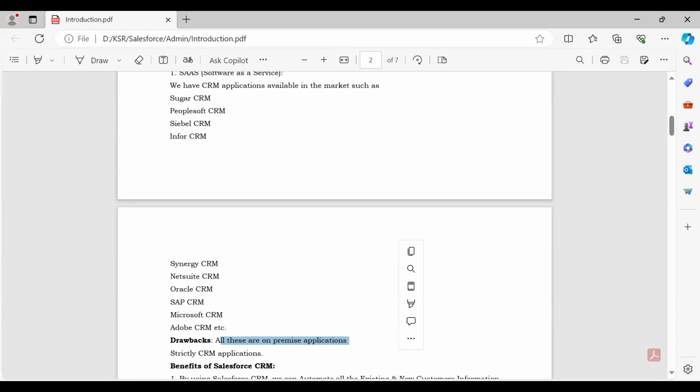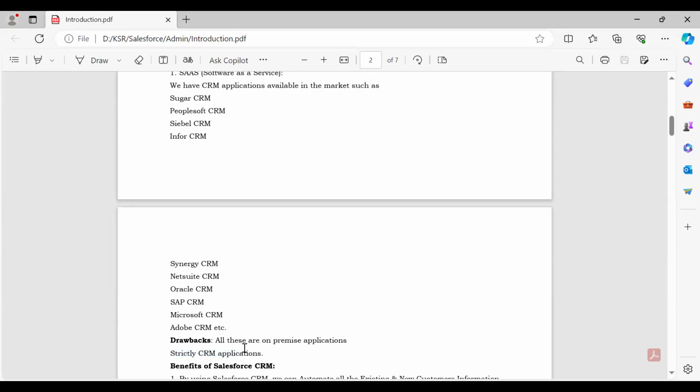So all the CRM applications I've listed out here are on-premise applications, and they are strictly CRM applications. Strictly CRM means you cannot make any customizations. Whatever ready-made application they are providing, you have to use that application strictly. You cannot make any customizations according to your business requirement. So these are the drawbacks of all these CRM applications.